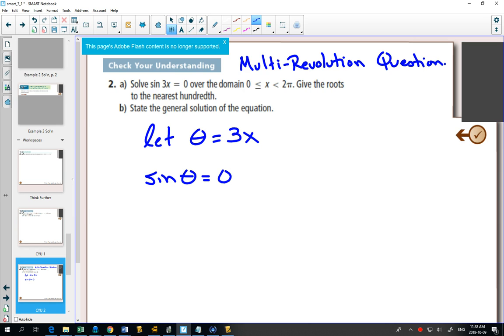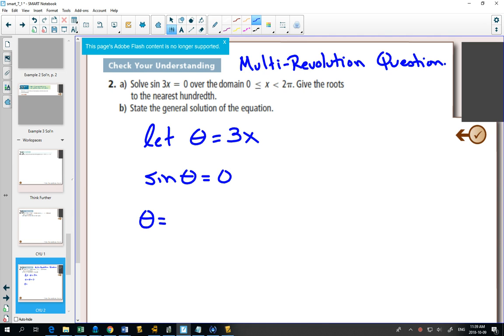When you say let, you introduce a variable properly by defining it like we have here: let theta equal 3x. Then I can substitute into my equation, and instead of writing sine 3x, I can write sine theta. If you had to solve this, when is sine theta equal to 0? That would be your y coordinate, right?